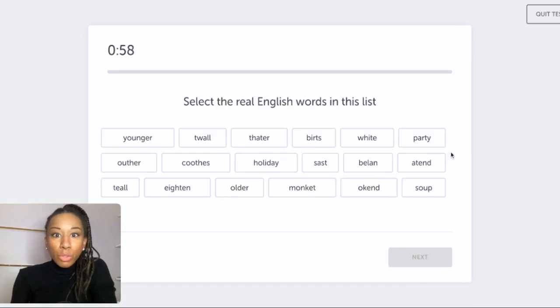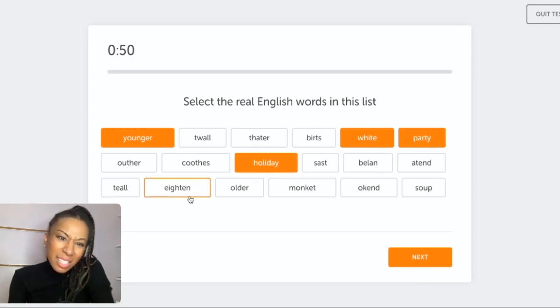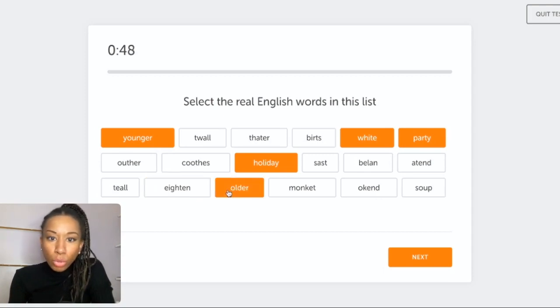Select the real English words in this list. Okay, younger, birds, white, party, holiday, 10, 8, 10. No, it's spelled wrong. Older, and soup.